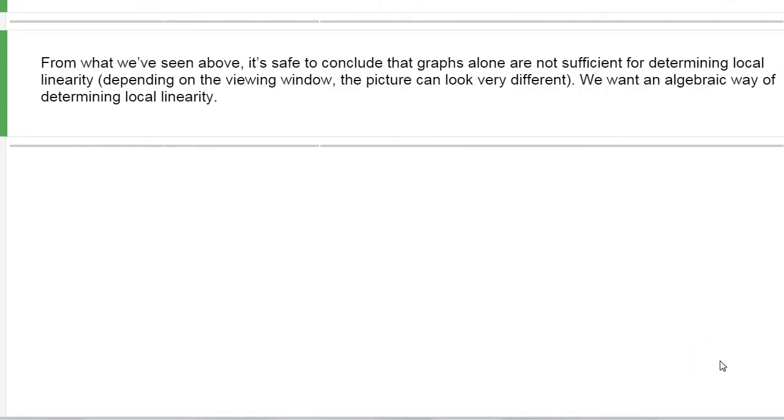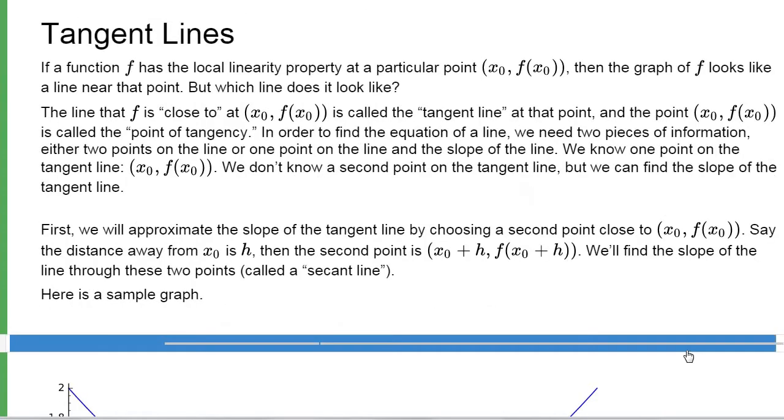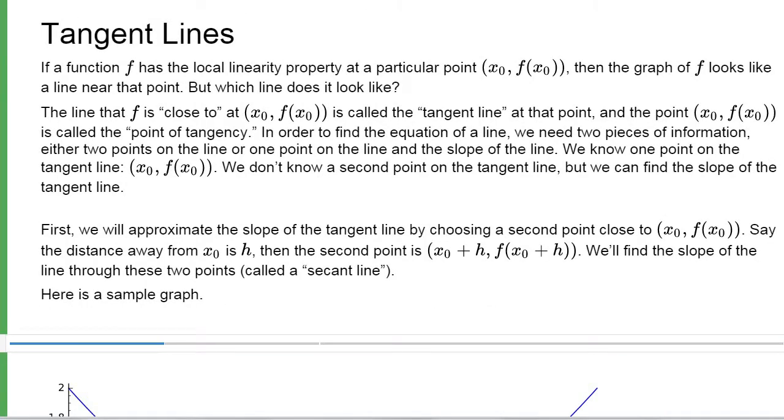Now, what we've seen above, we don't want to just look at a graph alone. I had to adjust the y min and y max to keep the scale the same. If I let Sage choose that for me, the picture can get distorted, and it kind of obscures the fact that it's looking like a line. So I don't want to depend on the graph. I want a more algebraic way of doing that, and that leads us to this idea of tangent lines.